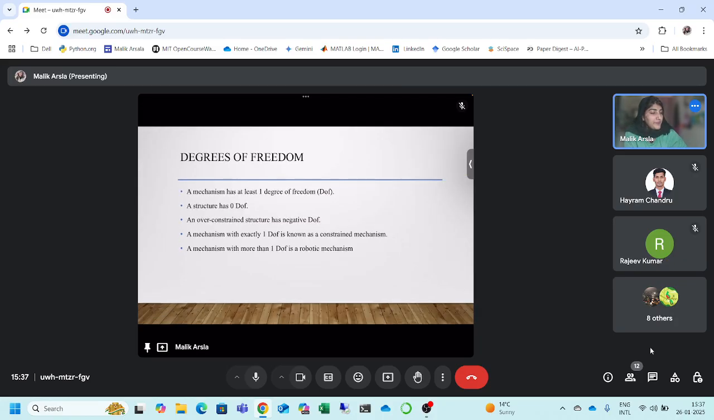Now, these are some key points: a mechanism has at least one degree of freedom. So, in order to classify any combination of links as a mechanism or not, you have to check whether it has at least one degree of freedom. If it has 0 degrees of freedom, we call it a structure. Because we are mechanical engineers, we mostly deal with mechanisms. Civil engineers usually deal with structures, like trusses, and those combinations have 0 degrees of freedom.